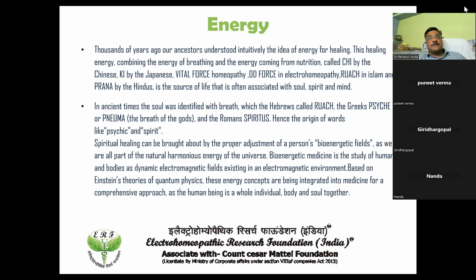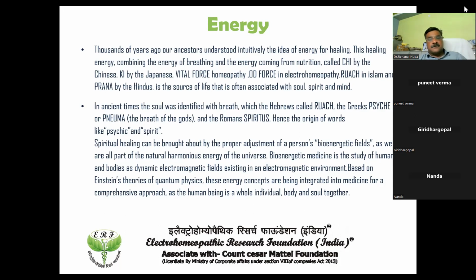Thousands of years ago, ancients understood individually the idea of energy for healing. This healing energy, combining the energy of breathing and the energy coming from nutrition, called chi by the Chinese, ki by the Japanese, vital force by the homeopathy, old force in electro-homeopathy, ruh in Unani and Islam, and prana in pranayama by the Hindus, is the source of life that is often associated with soul, spirit, and mind.